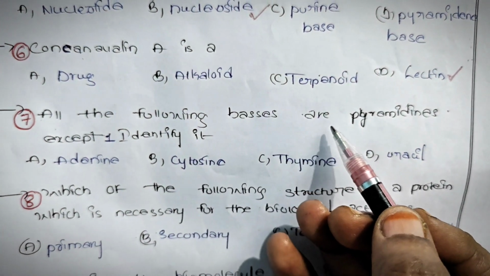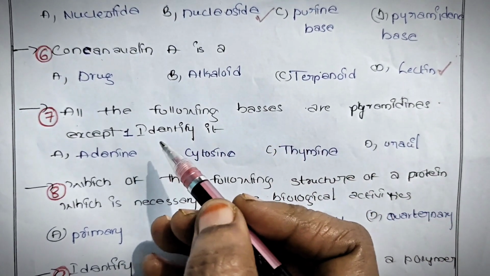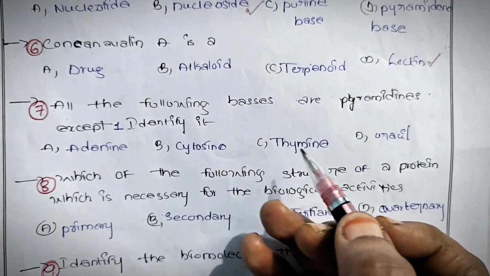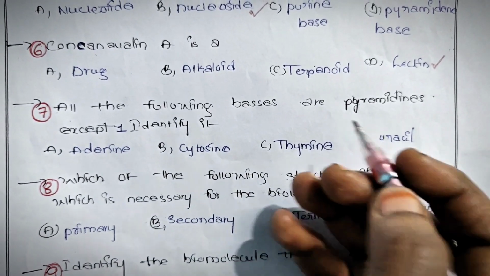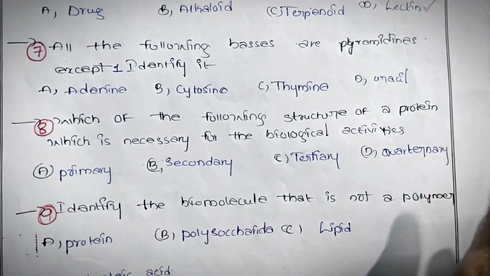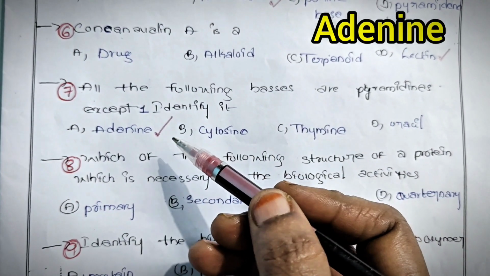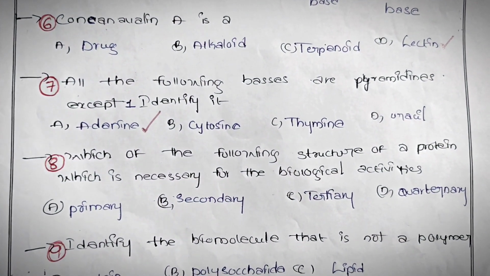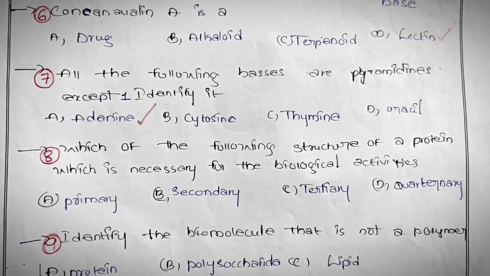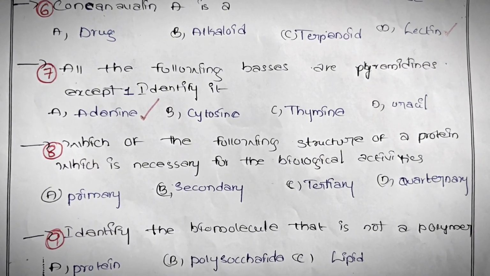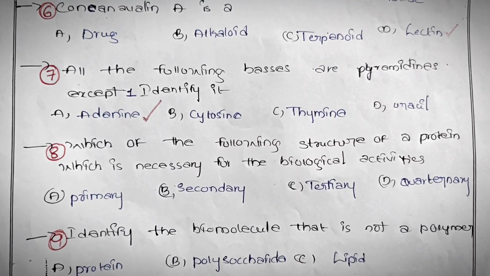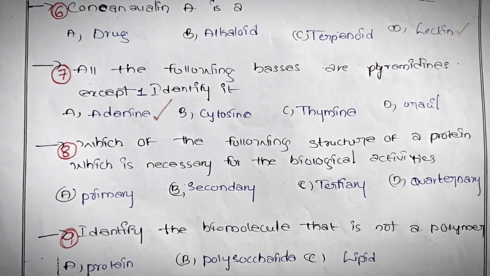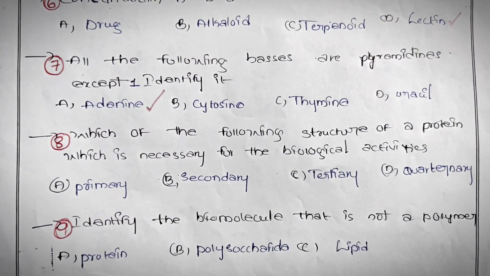All the following bases are pyrimidines except one. Identify it. Options are adenine, cytosine, thymine, uracil. For this, the correct answer is adenine. Adenine and guanine are purines, whereas cytosine, thymine, and uracil are the pyrimidines. Adenine, guanine, cytosine and thymine are present in DNA, whereas instead of thymine, uracil is present in RNA.